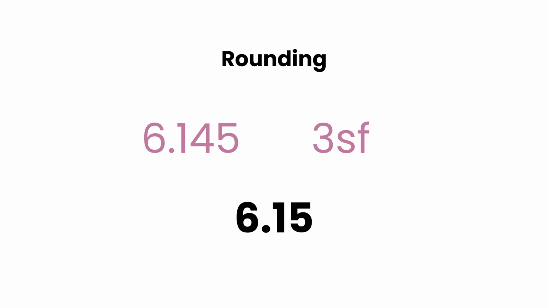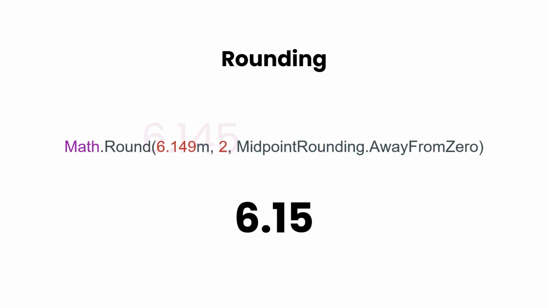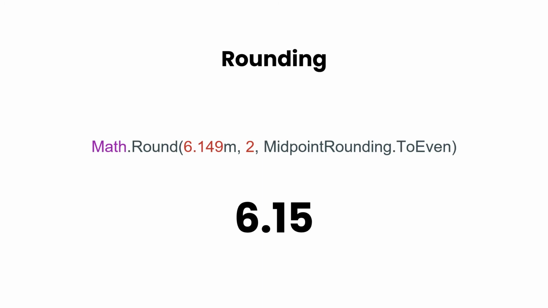In C#, for example, the Math.Round function has a parameter for rounding mode, so you can decide exactly how you want to handle rounding. If I set the rounding mode to away from 0, I'd get 1.65, but if I set it to 2 even, I get 1.64. So it's best to do a little bit of digging on your specific language just to work out how it handles rounding.